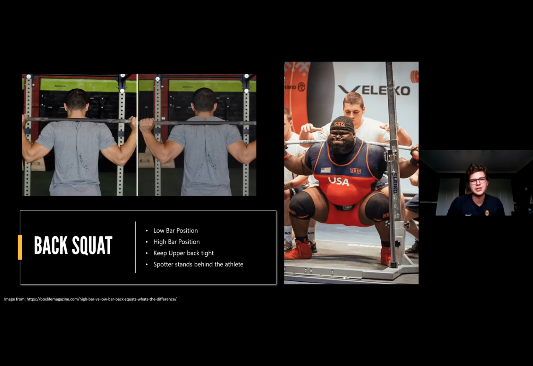The high bar position can place greater stress on the neck. So with the low bar position we can increase our loads, and typically we can add more resistance to a low bar squat. And here the spotter, you can see in the image, stands behind the athlete. So if the athlete can't complete the rep, the spotter is there to help them bring the weight up.